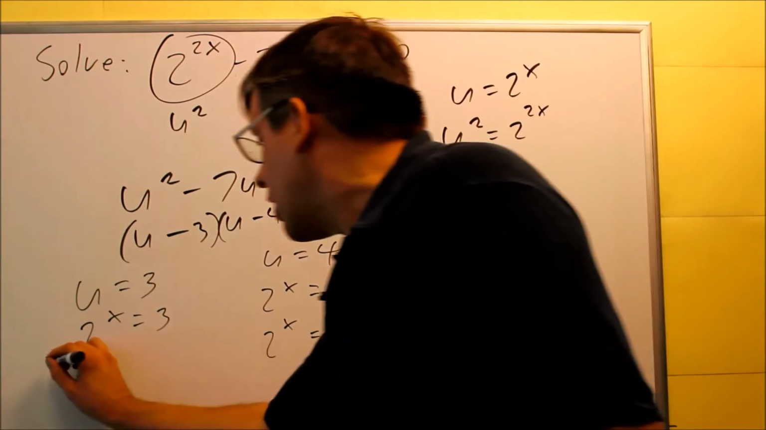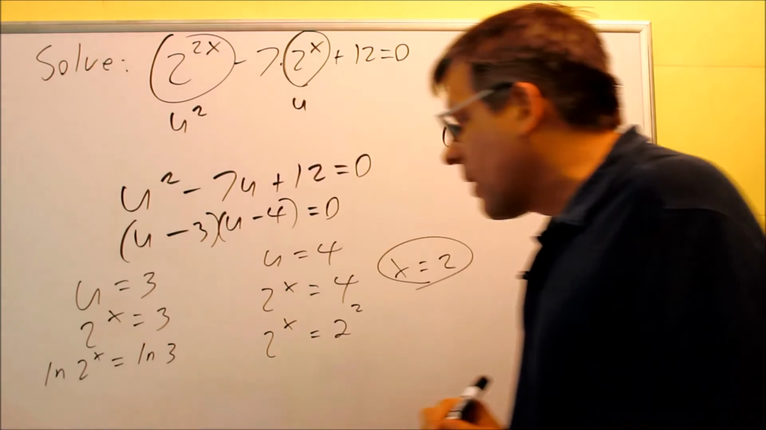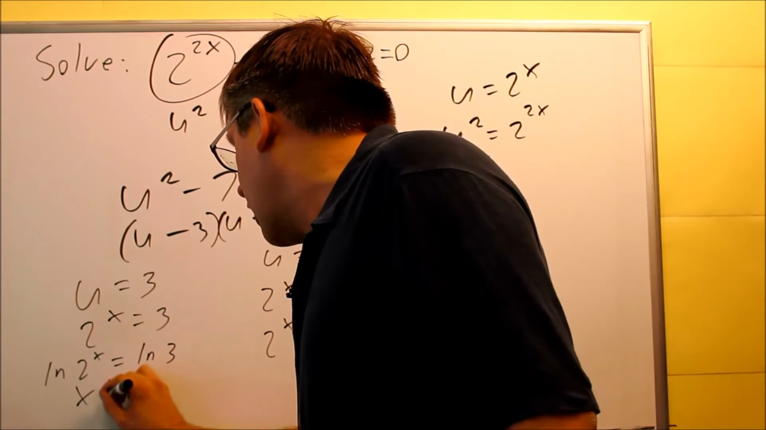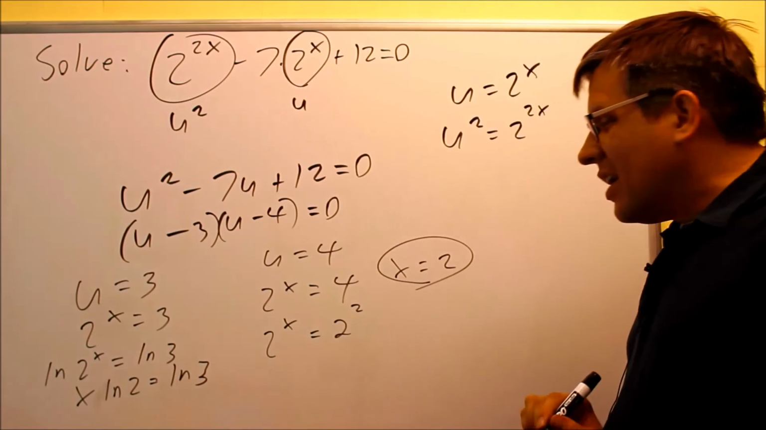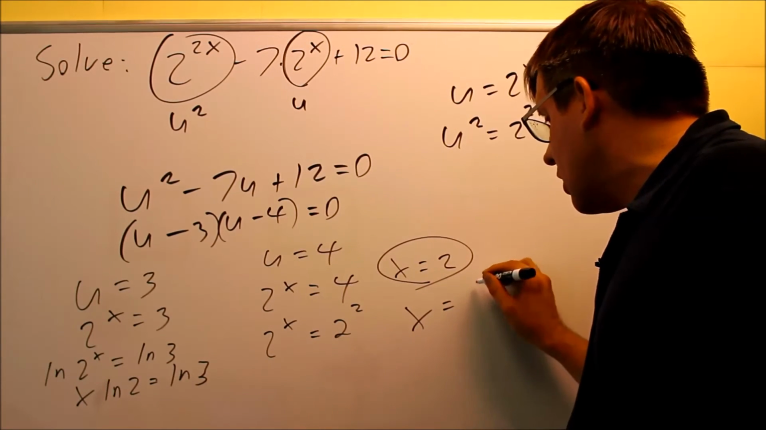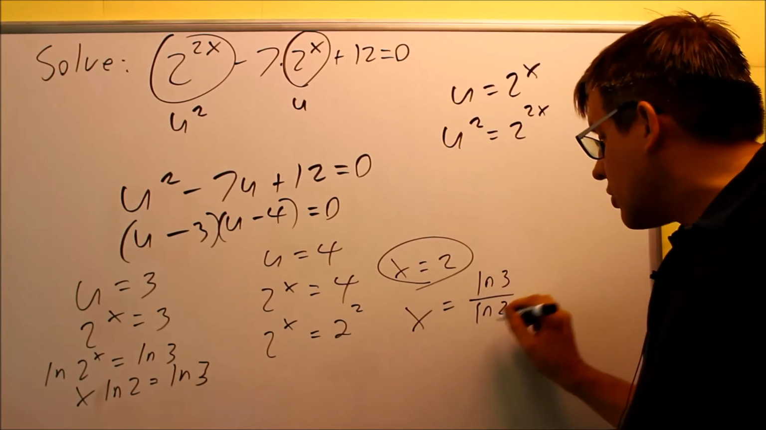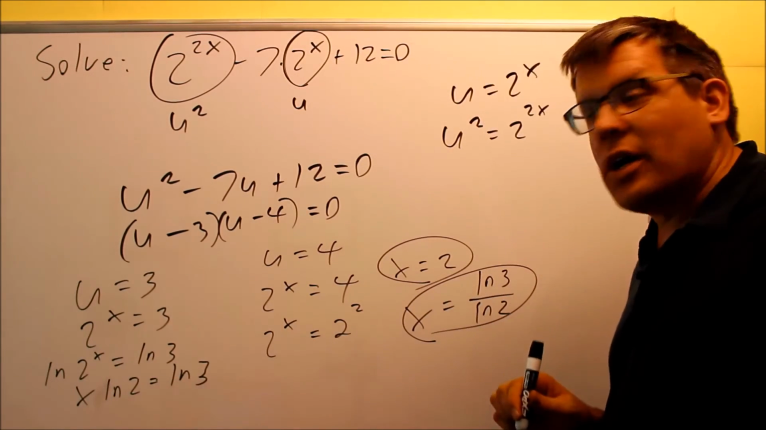So we're going to apply the ln on both sides. ln of 2 to the x equals ln of 3. The x comes down. We get x ln of 2 is equal to ln of 3. If you divide both sides by ln 2, we get our other answer, which is going to be ln 3 divided by ln of 2. So this right here would be your second answer. That's what you would get if you divide both sides by ln 2.